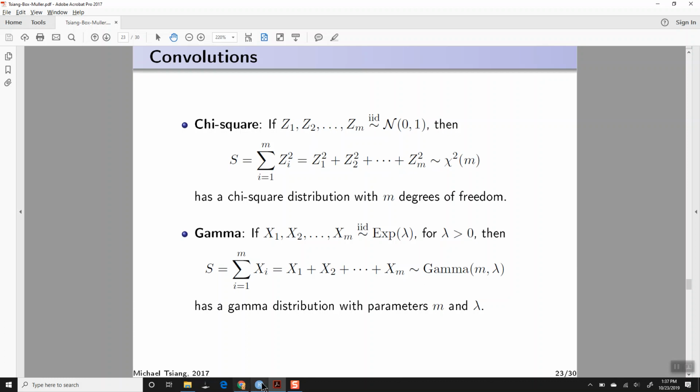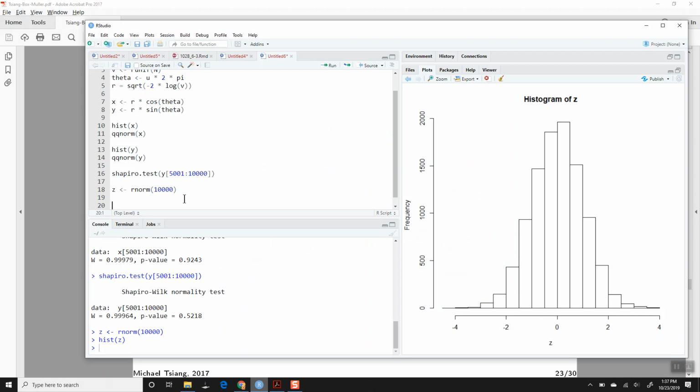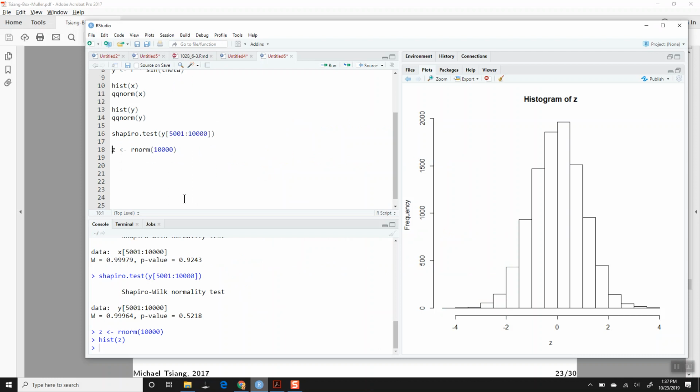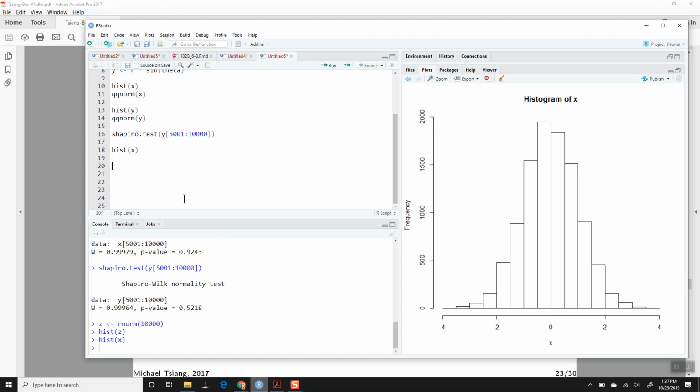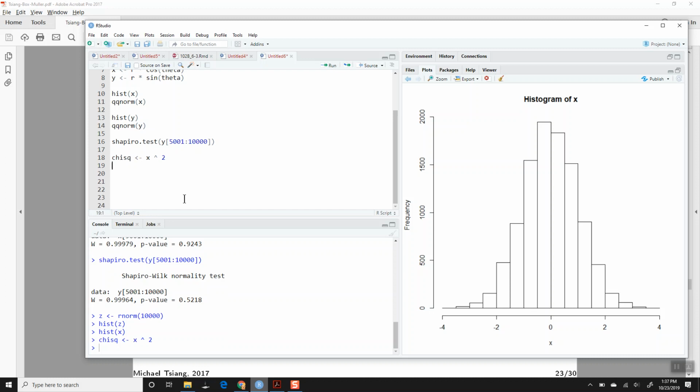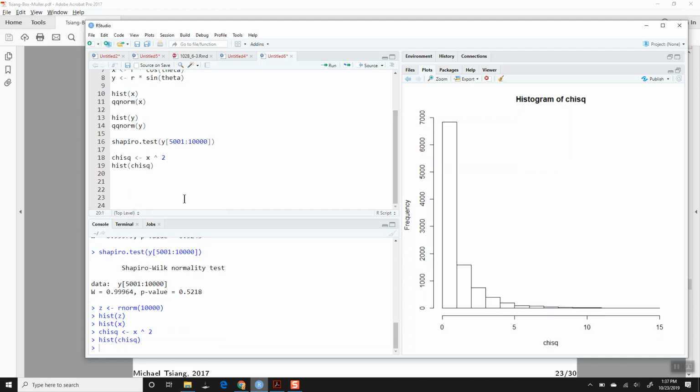And so, don't take my word for it, right? We can do z as our norm. Technically we could take the x's that we've already created. I've got x, and this is normal. So I can take each of these x's and square them, and we'll call these chi-squares. If I do a histogram of the chi-squared values, this should follow a chi-squared distribution with 1 degree of freedom.